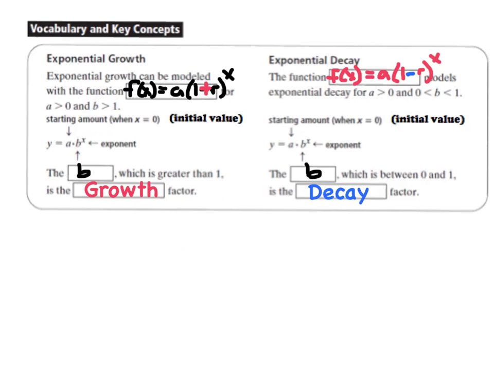Then we have over here exponential decay, which is a little different. Notice the only difference really in the equation is that there's a 1 minus r, so that goes for decay.